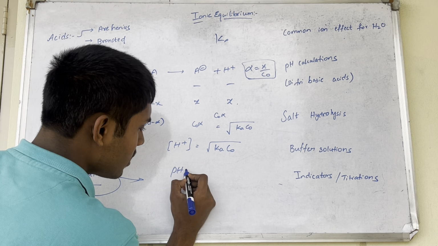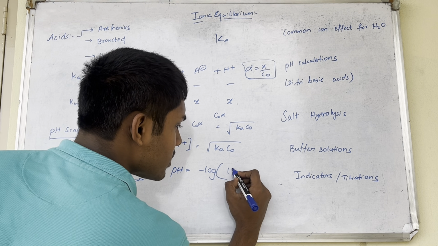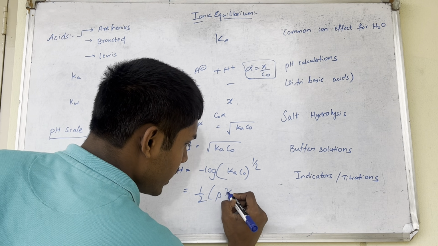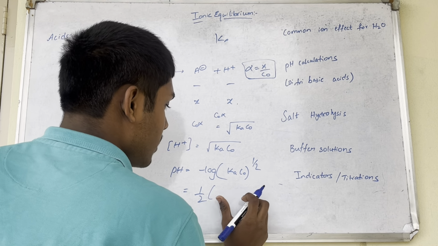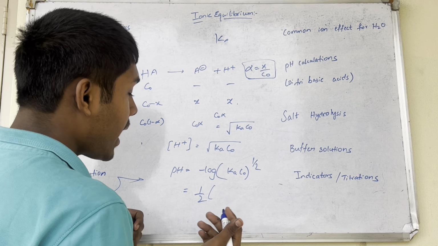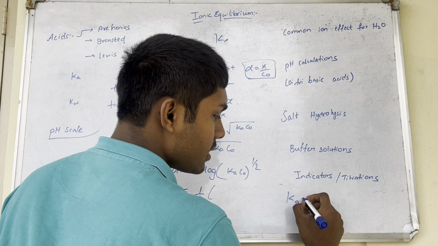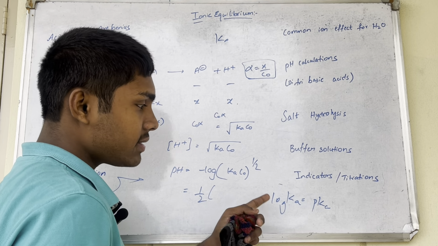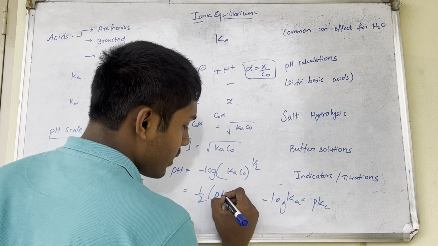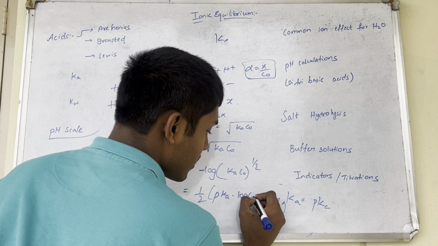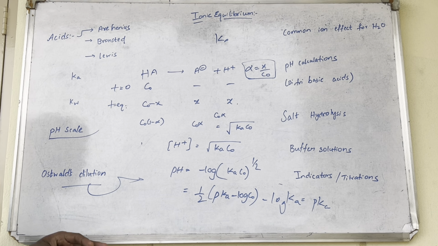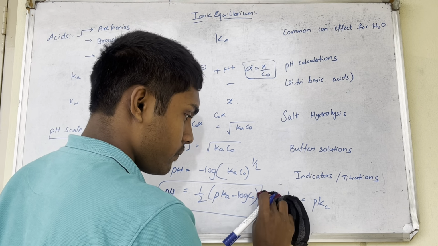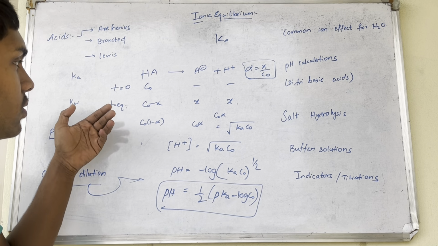Now pH is equal to minus log of H plus. So Ka C naught whole raised to 1 by 2, which implies half of pKa minus half of log C naught. One more thing is that I can replace minus log Ka with pKa, and minus log C naught stays as it is. So it is half of pKa minus log C naught. Correct? So this is how you find the pH. Right? So this is the pH of the solution for this thing.